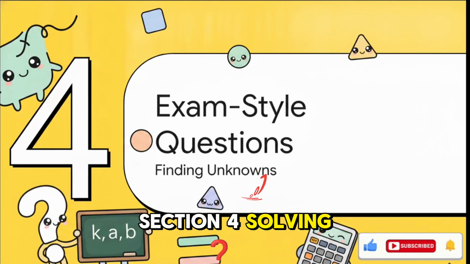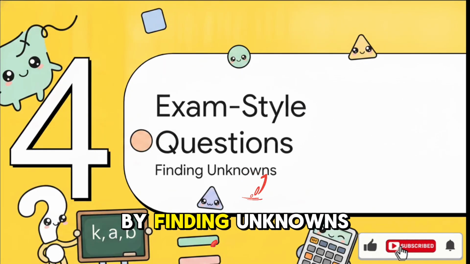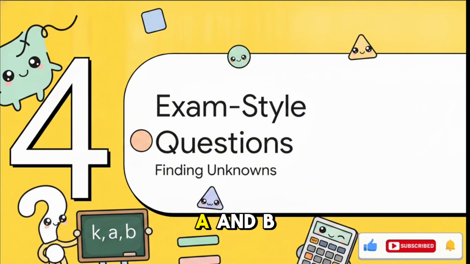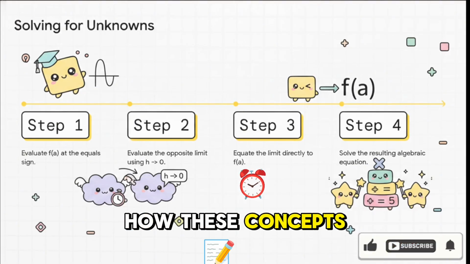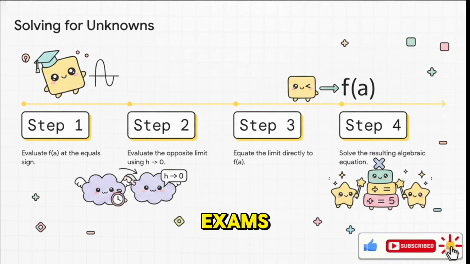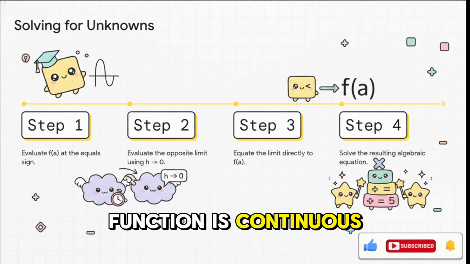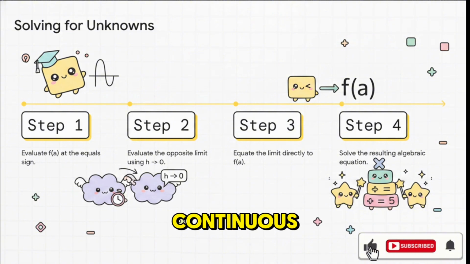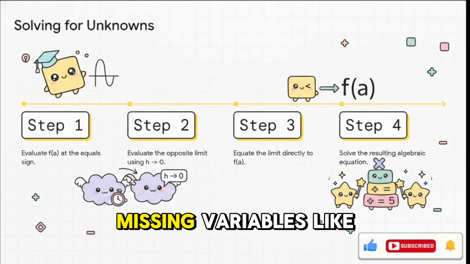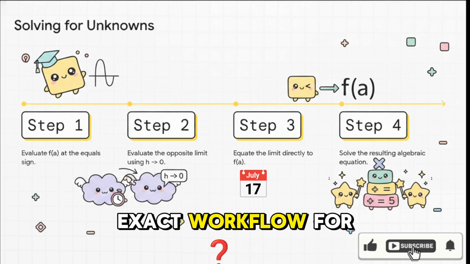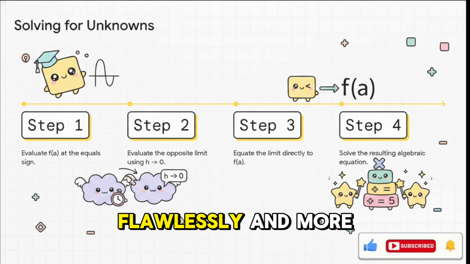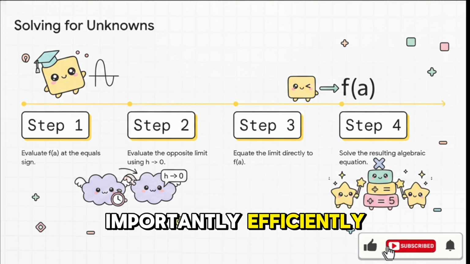Section 4. Solving exam-style questions by finding unknowns like K, A, and B. So it's time to showcase exactly how these concepts are tested in actual board exams, because often they aren't just going to ask if a function is continuous. Instead, they'll tell you it is continuous, and then force you to find missing variables like K, A, or B. So here is your exact workflow for solving these previous year questions flawlessly, and more importantly, efficiently.